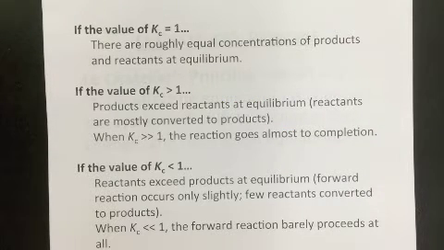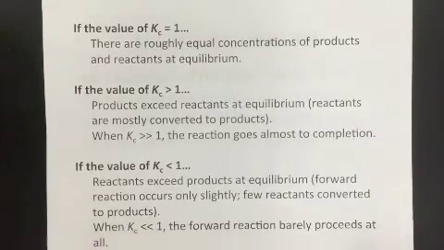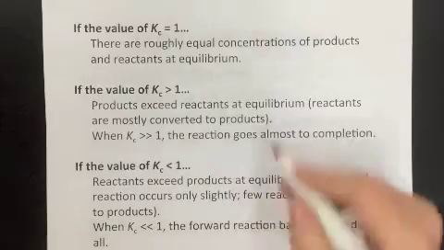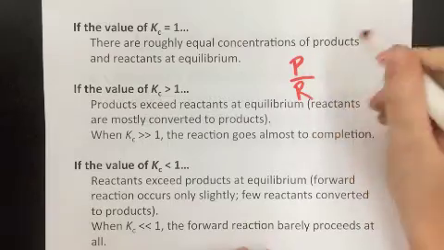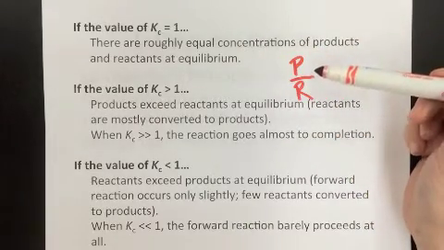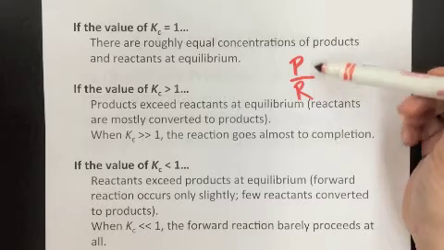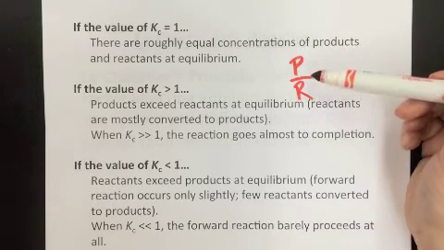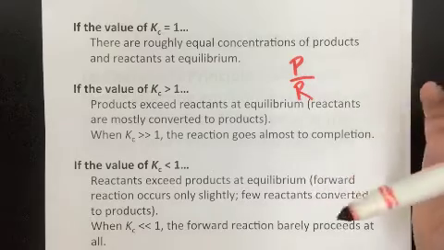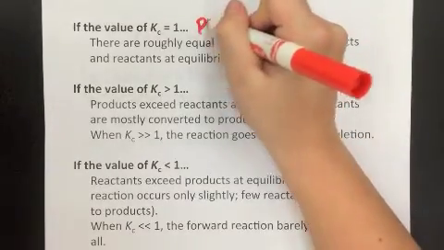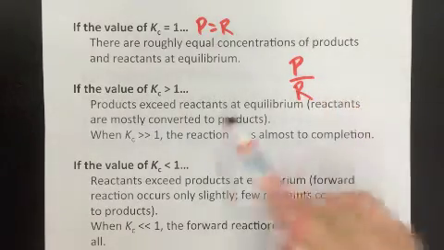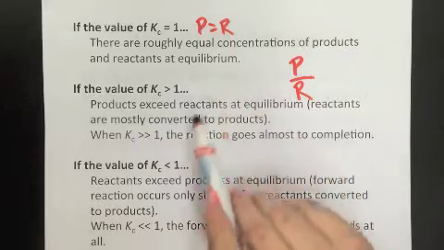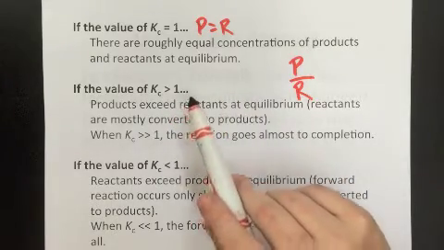Now, what do these K values mean is the next piece. Why do we care about this K? And that's this slide. If K equals 1, now it all comes back to it being products over reactants. So if K equals 1, what about this fraction? How does a fraction equal 1? So, for instance, if you had 2 divided by 2, that would equal 1. So this means that P has to equal R. That's the only way a fraction can equal 1. So there are roughly equal concentrations of products and reactants at equilibrium. So they're going to be the same.